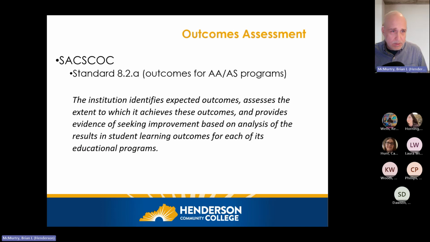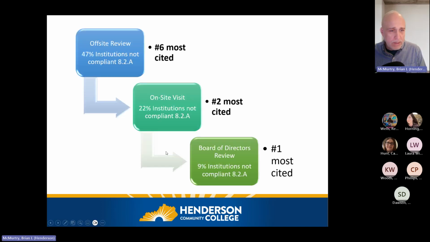As this requirement from SACSCOC reads, we have to identify those outcomes, we have to assess those outcomes, and then we have to provide evidence that we've sought improvement based on analysis for each of our educational programs. Now, this 8.2.A is kind of an infamous one for SACSCOC. This is the latest data that we have for them.